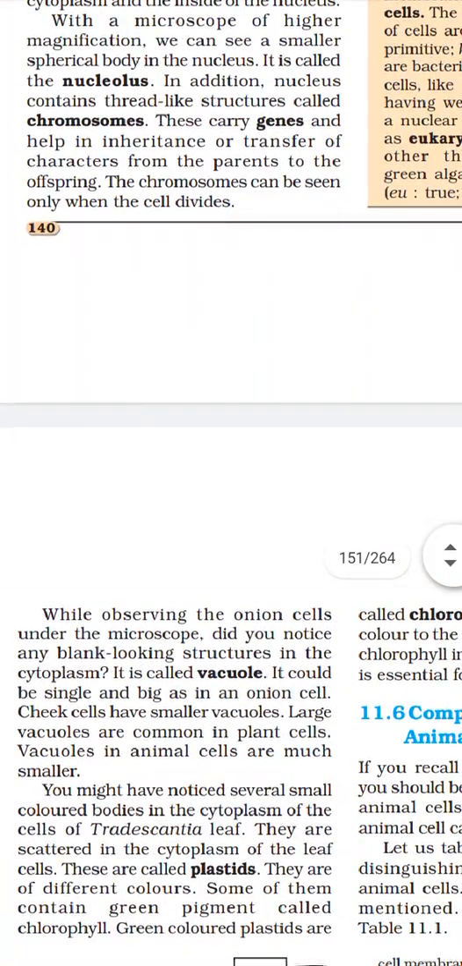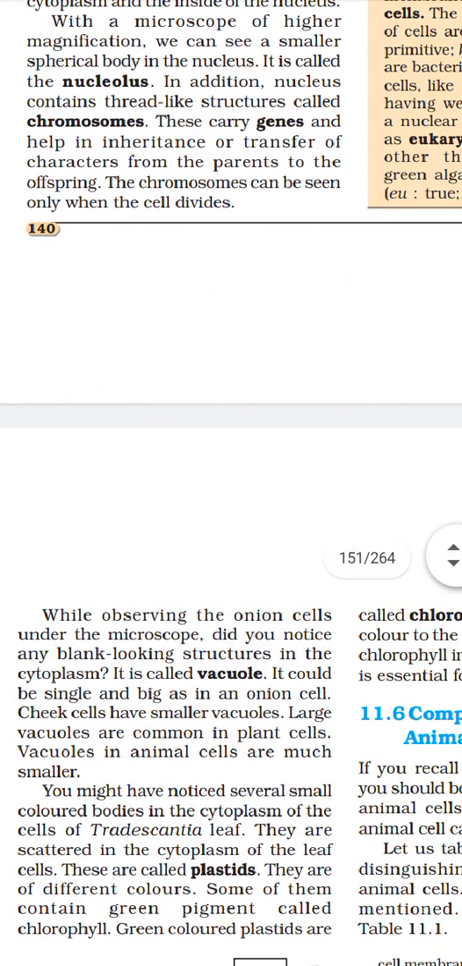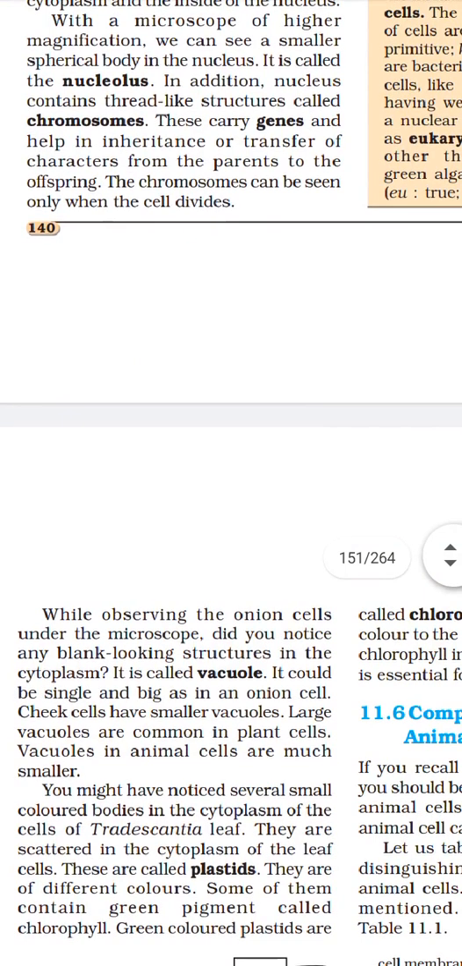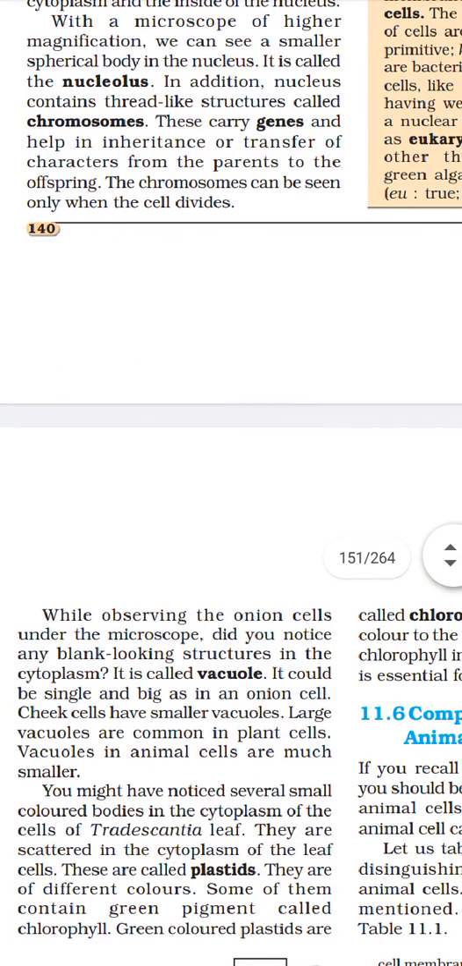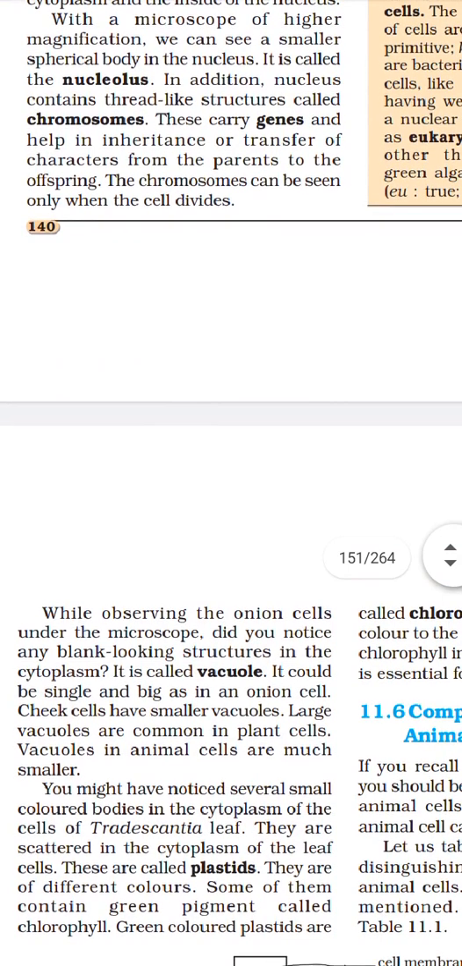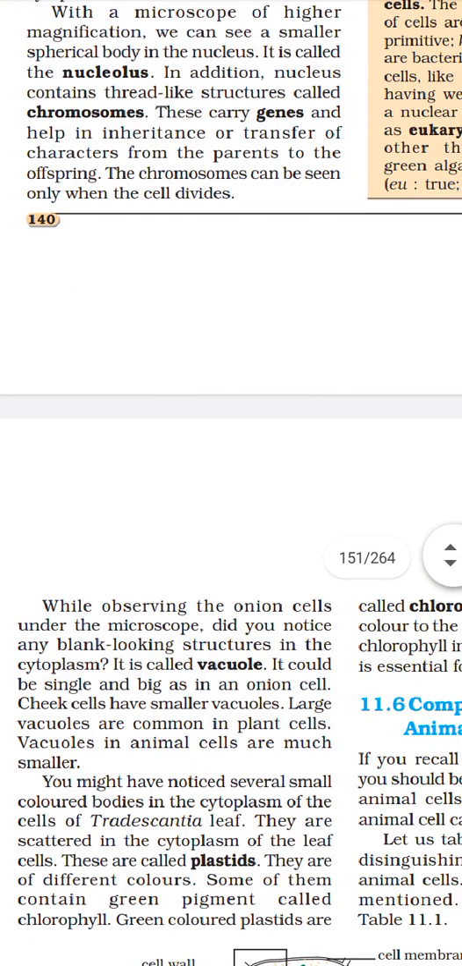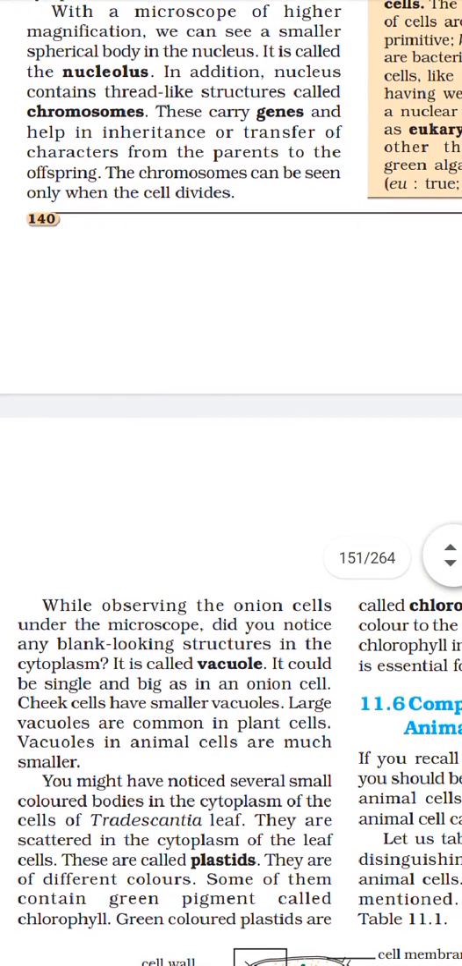While observing onion cells under the microscope, if you notice any blank looking structures in the cytoplasm, it is called a vacuole. It could be single or as big as an onion cell. Cheek cells have smaller vacuoles. Large vacuoles are found in plant cells. Vacuoles in animal cells are much smaller.